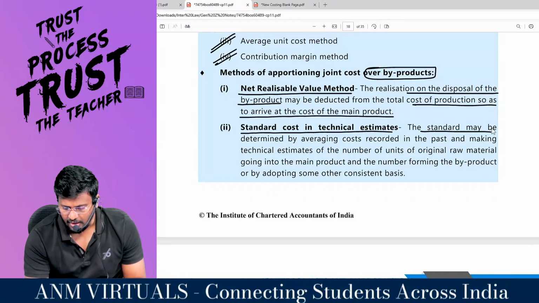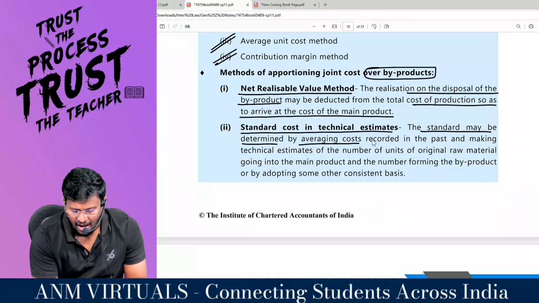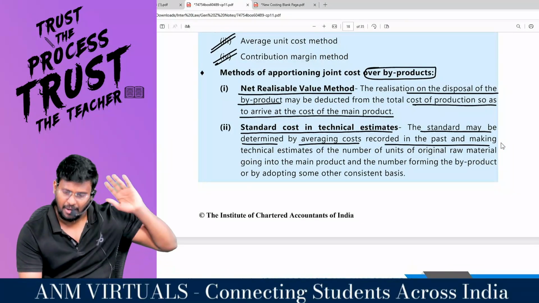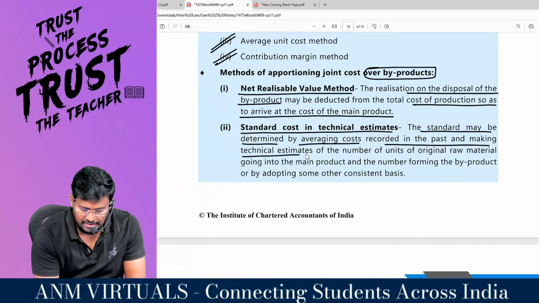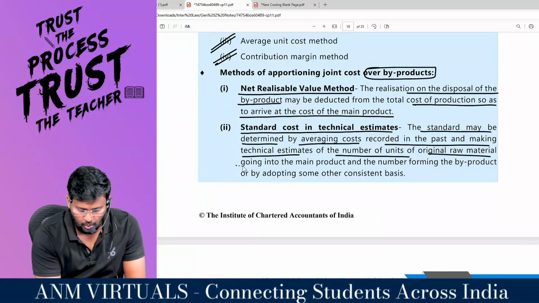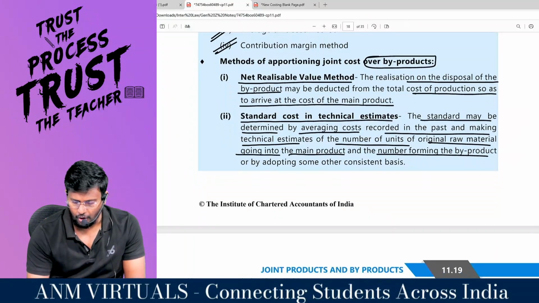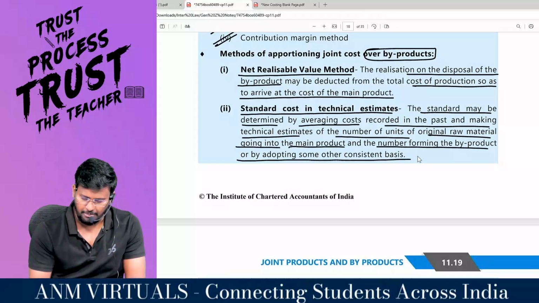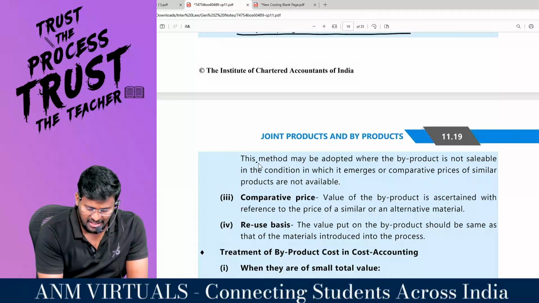The standard may be determined by averaging cost recorded in the past and making technical estimate of the number of units of the original raw material going into the main product and number forming the byproduct or by adopting some other consistent basis. Now, this is another method.